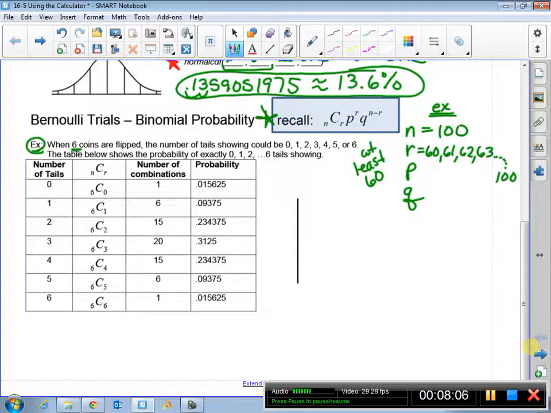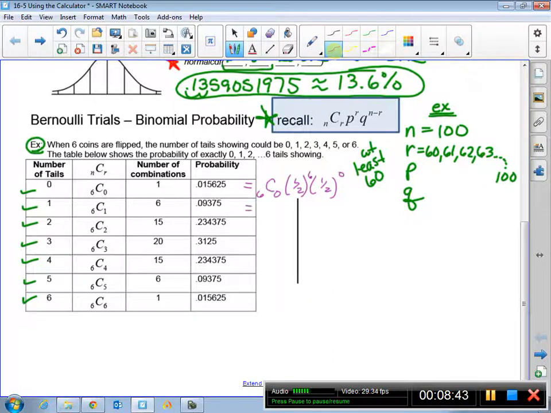When 6 coins are flipped, the number of tails showing could be 0 tails, 1, 2, 3, 4, 5, or 6, all tails. The table below shows the probability that we get exactly that many tails. So this was done using a Bernoulli probability. This particular one would have been 6 choose 0, 1/2 to the 6th and 1/2 to the 0, and that's what you would get.